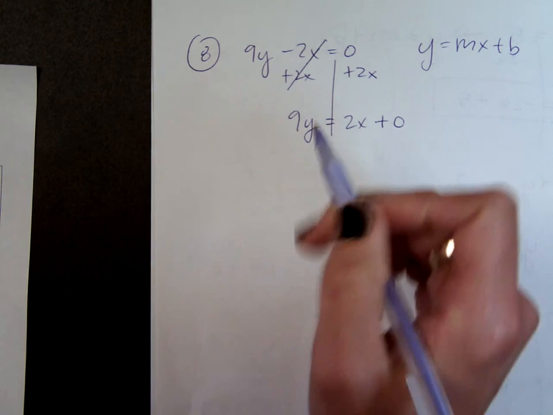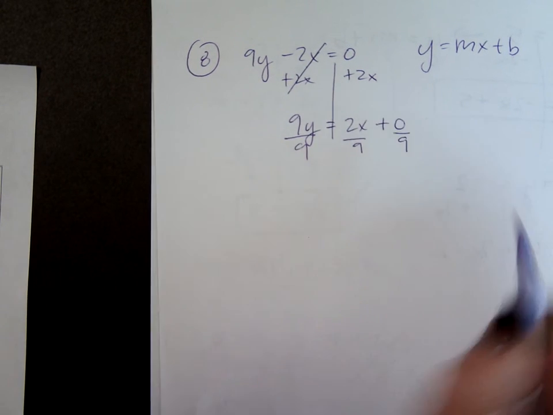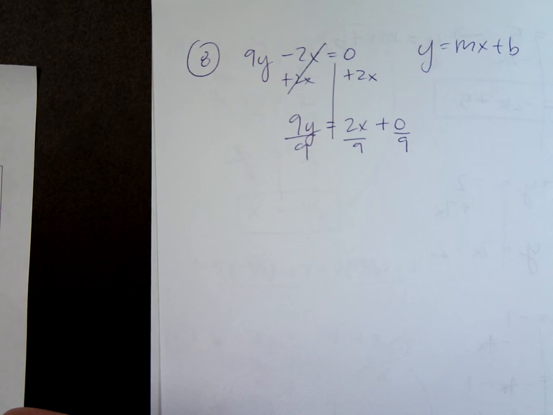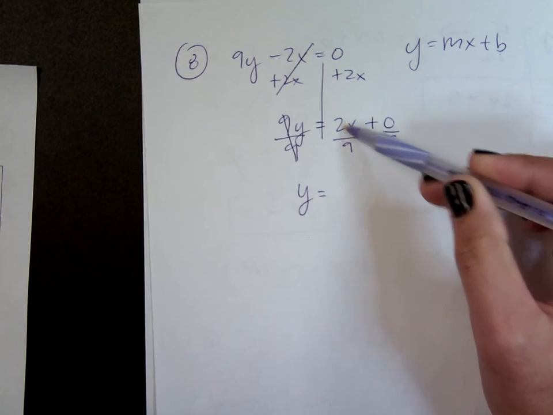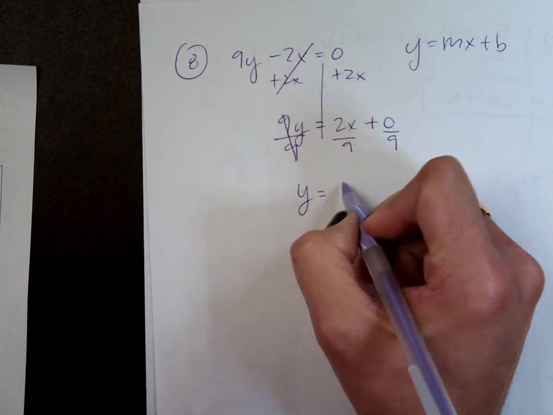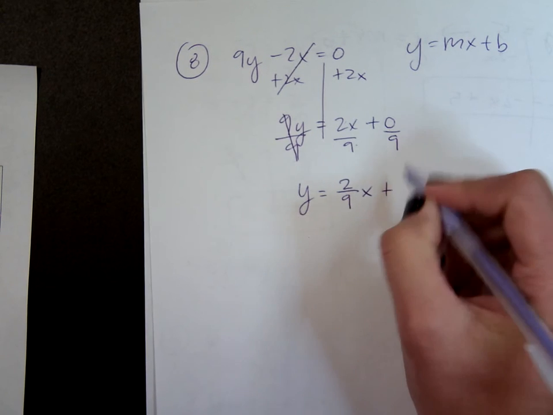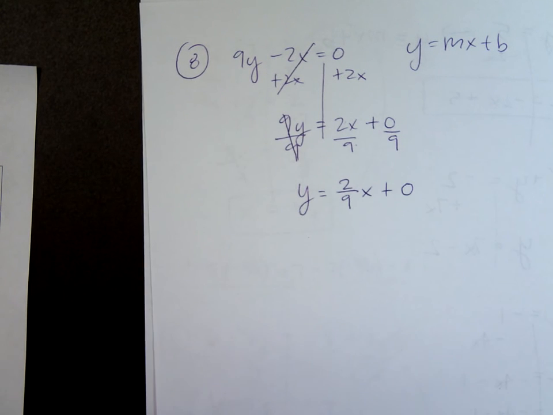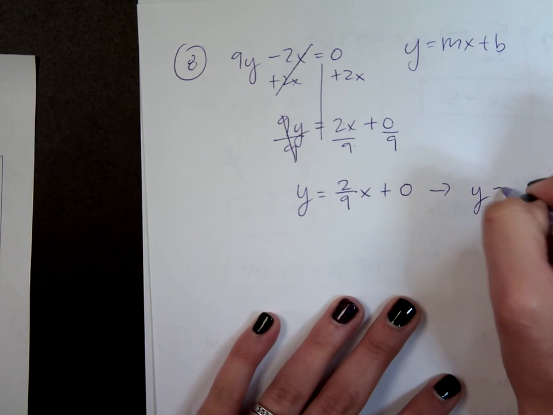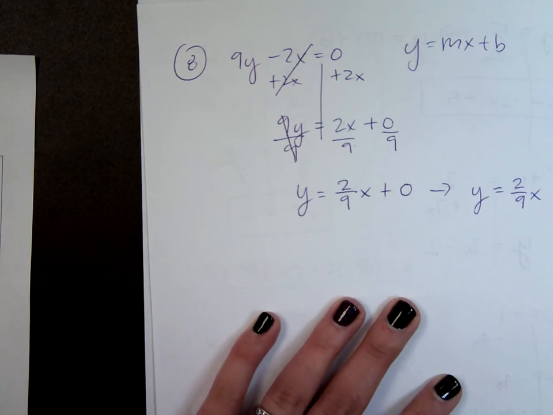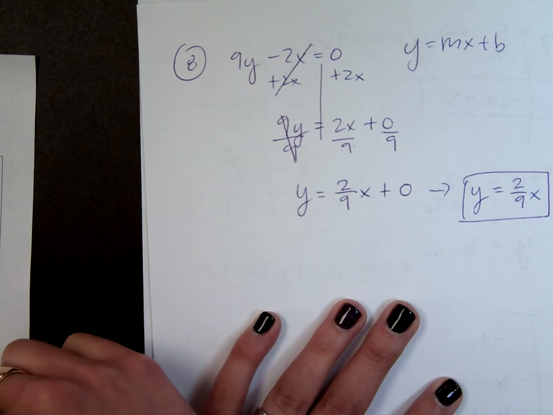Okay, so now I need to get rid of that 9, so I have to divide every single thing by 9. So it cancels here, leaving me with y equals 2 over 9. Well, that doesn't come out to a nice round number, so that's just 2/9 x. And then 0 divided by 9, still 0. Okay, so I could also write this. Remember, you don't have to write the 0. So it's either 2/9 x plus 0 or just y equals 2/9 x.